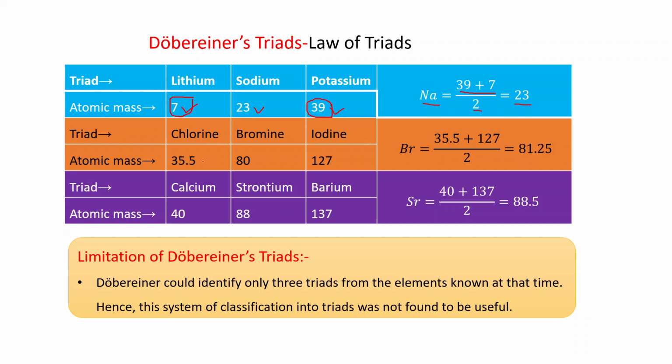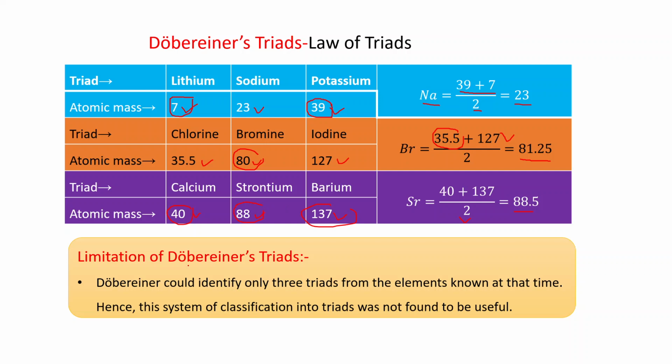In the same way, for chlorine, atomic mass is 35.5, for bromine this is 80, for iodine this is 127. If we take the average of atomic mass of chlorine, 35.5, and iodine, 127, this will come 81.25, which is roughly near to 80. Another one is calcium, atomic mass 40, strontium 88, barium 137. If we take the average of calcium and barium, that is (40 + 137) divided by 2, this is equal to 88.5, which is near to 88.